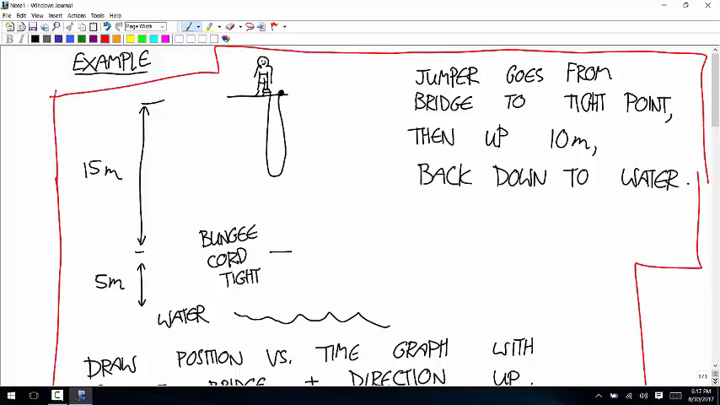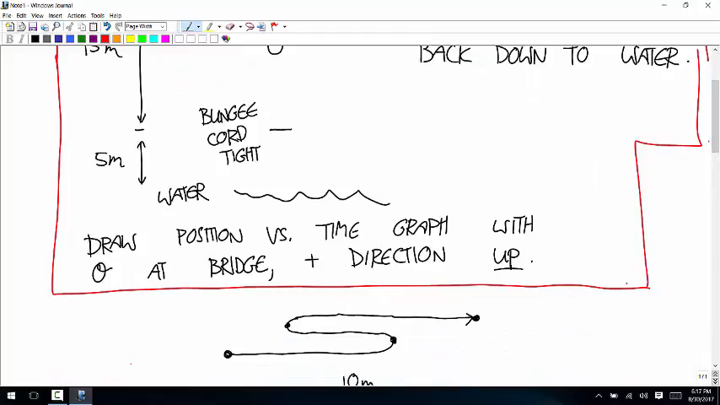Okay, so we're told how far the jumper goes, where he starts, where he ends up and goes back to and goes back down, and we're told what all those distances are, and we can't change that. And then we're also told that the 0 is the bridge and the positive direction is up, and so we can't change that either.